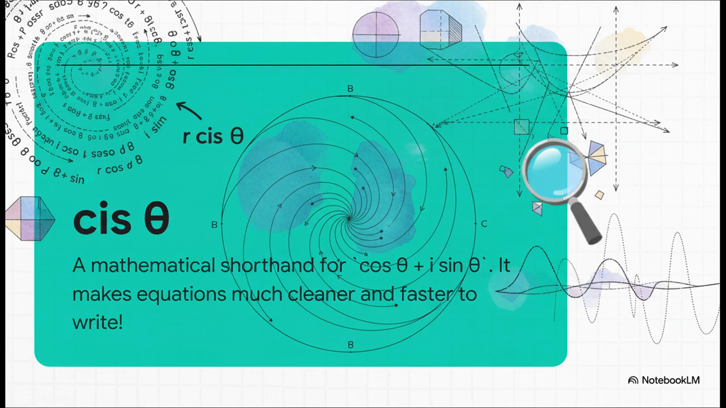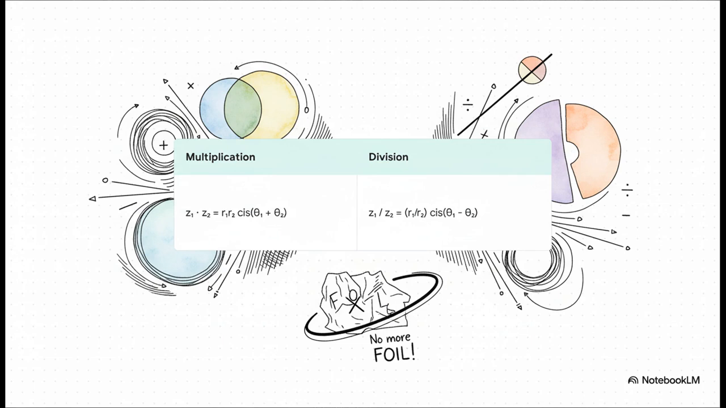Okay, so you're going to see this term cis, C-I-S. And no, that's not a typo. It's actually a super clever shorthand. It just stands for cosine plus i sine. So when you see something like r cis theta, all that means is r times cosine theta plus i sine theta. It's just a cleaner, quicker way to write the polar form, and it's going to make our rules look way less intimidating. And here they are, the two rules that change everything.